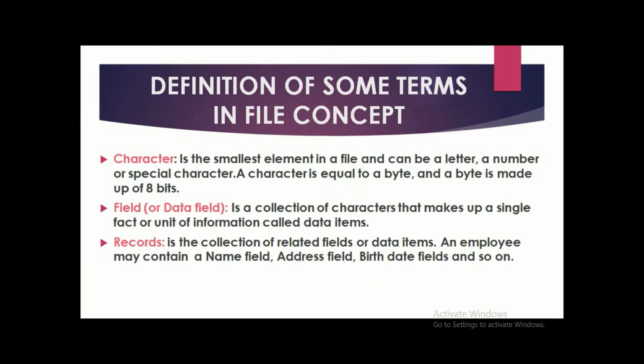Now we go to some terms that we majorly use in the file concept. What are the major things we use in the file concept? We have the character, we have the field, we have the record. You have to take note of this breakdown because it goes a long way. The character is the smallest element in a file and can be a letter, a number, or a special character, and the character is equal to a byte.